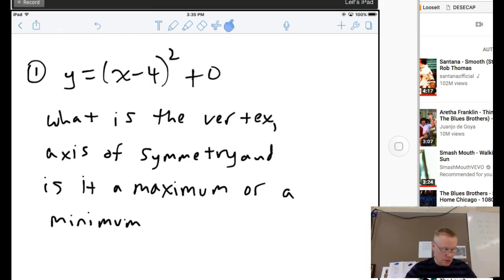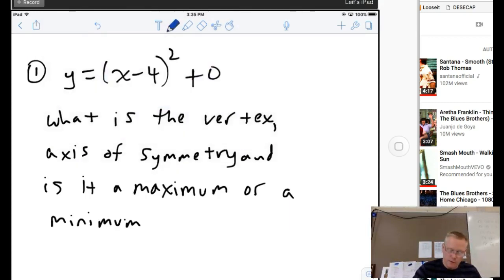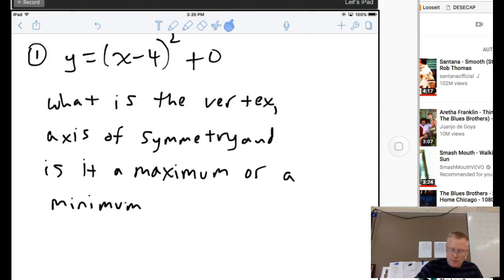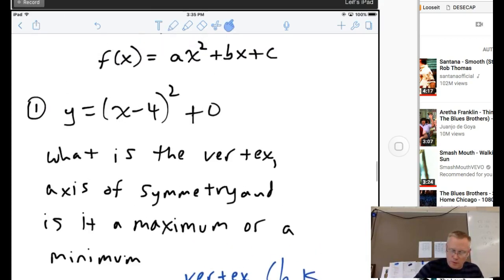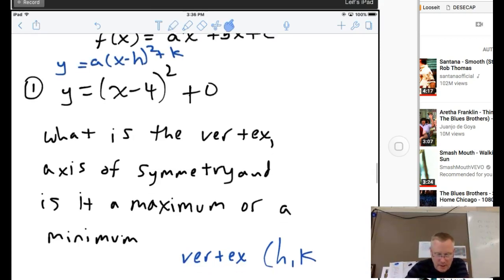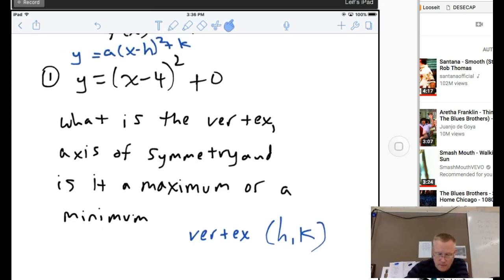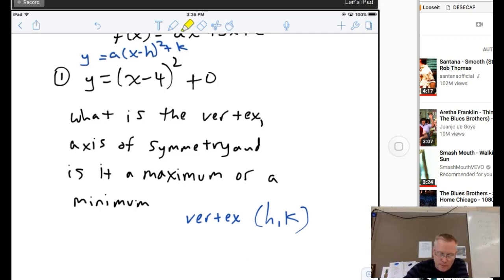All right, so let's start with the vertex. So the vertex is hk, and if I put that equation right above this here, a times x minus h squared plus k, you can see pretty quickly that h is 4, and it's positive 4, because they're both subtractions there.